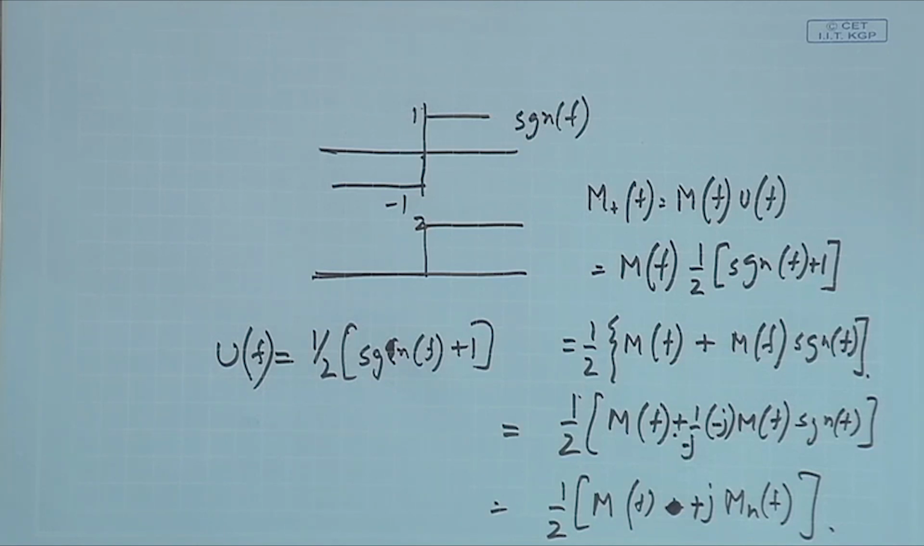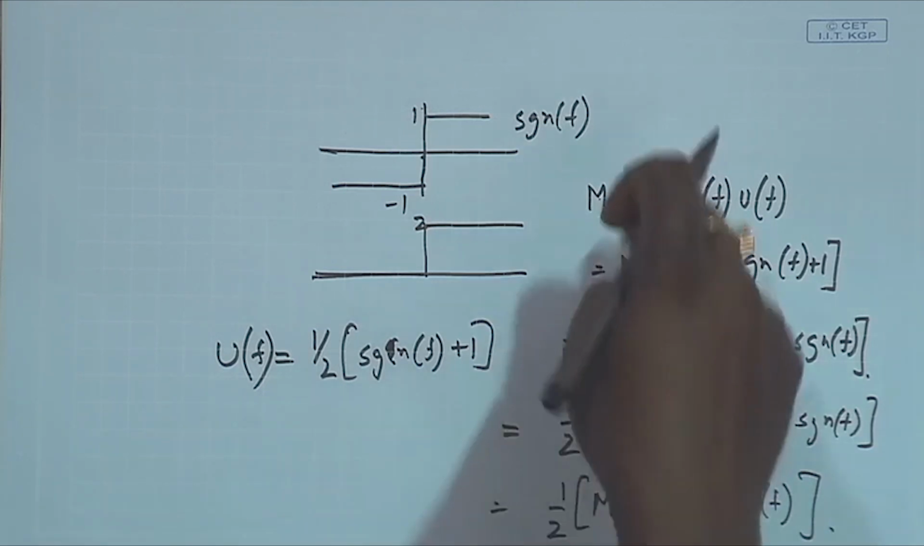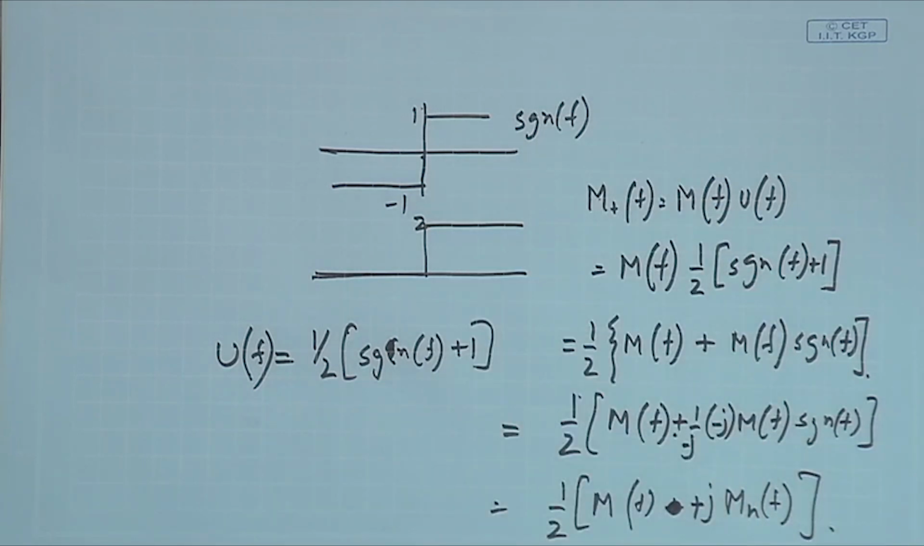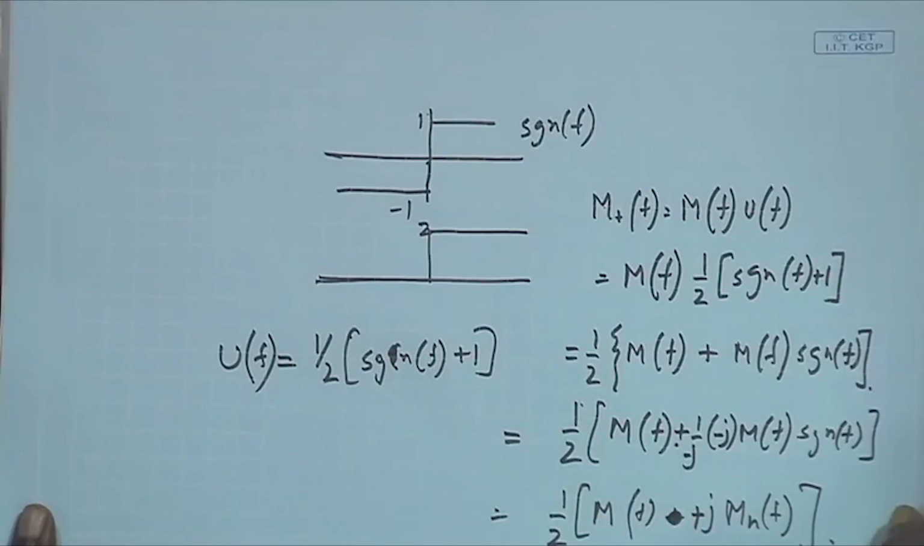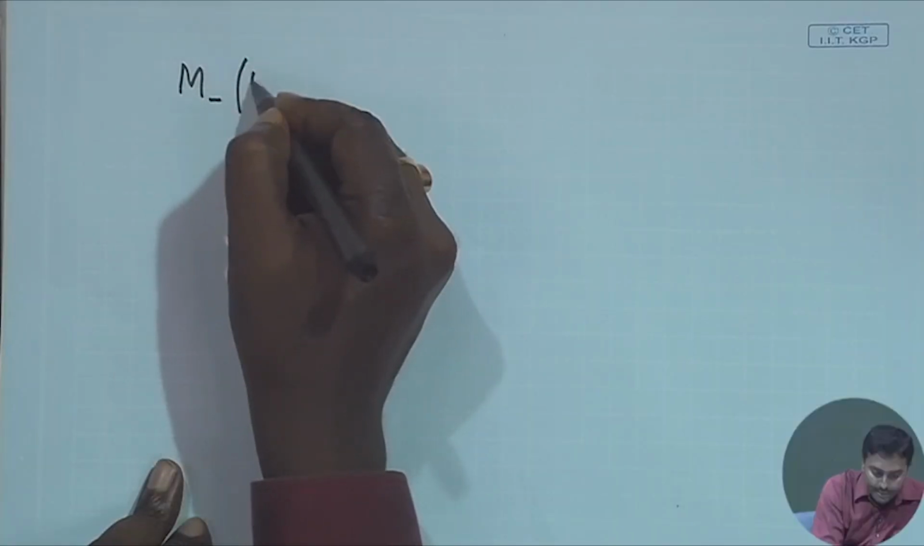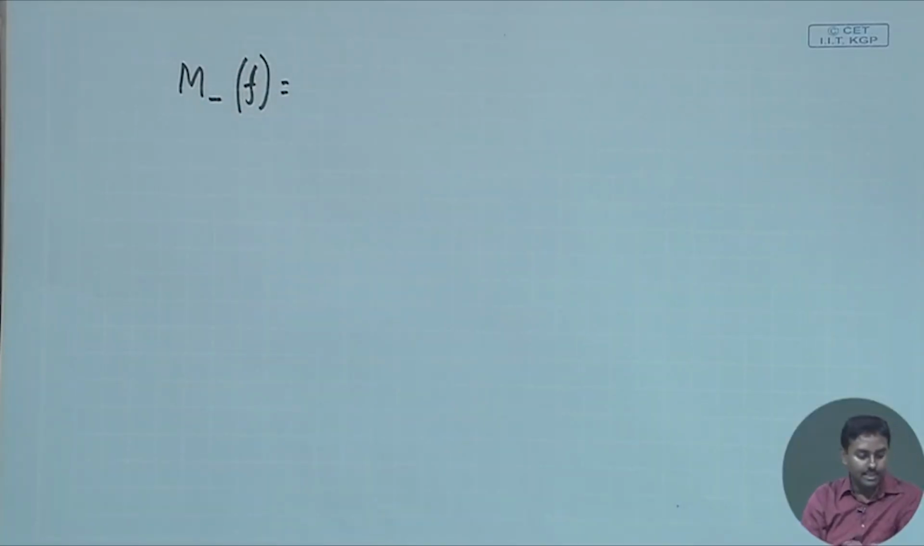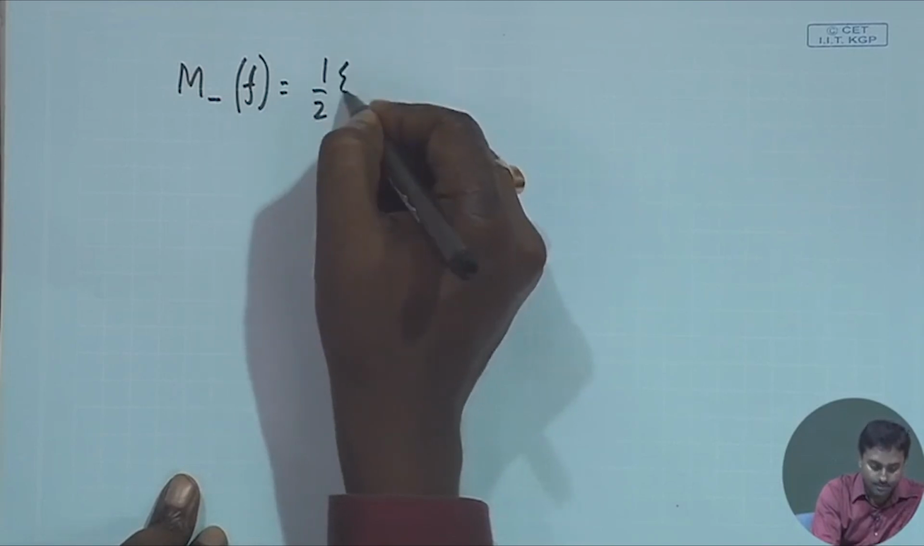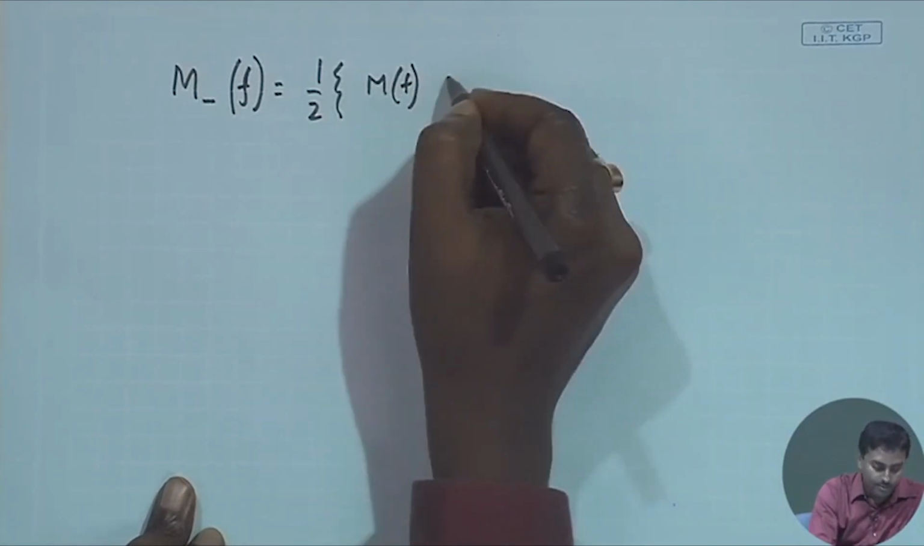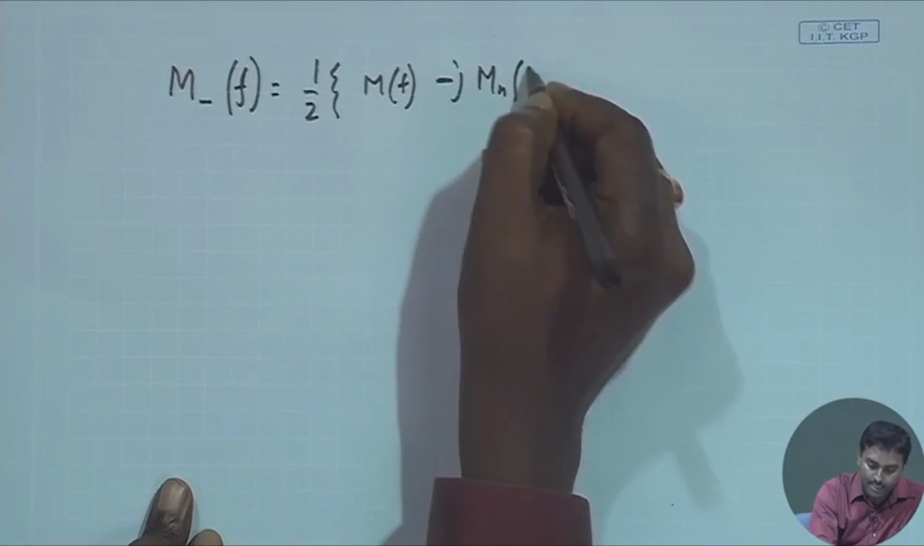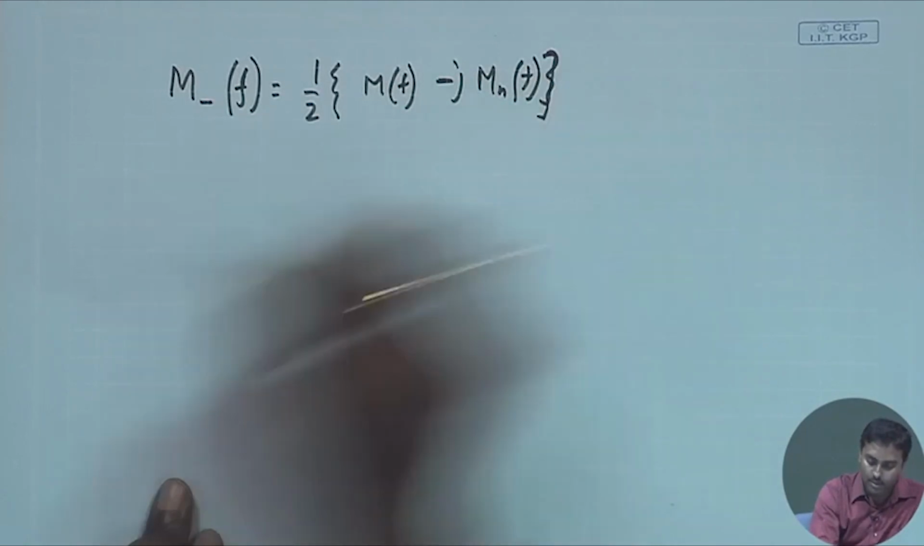So, immediately I can see that this M plus F can be represented as half of MF plus j into the Hilbert transform of the message signal. So, this can be represented. If you just do similar things, you can see also my M minus F can be represented as half into MF minus j MHF. You can also do this.